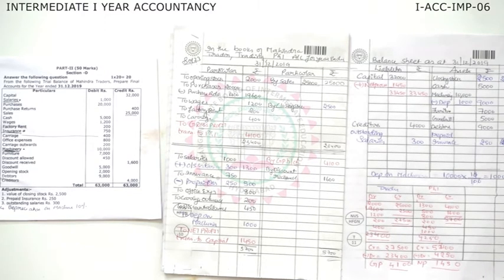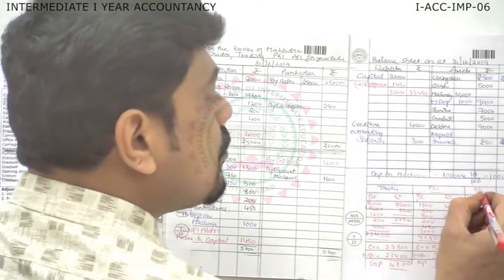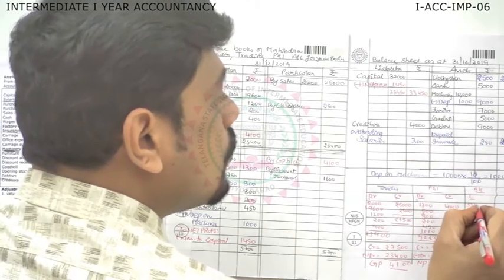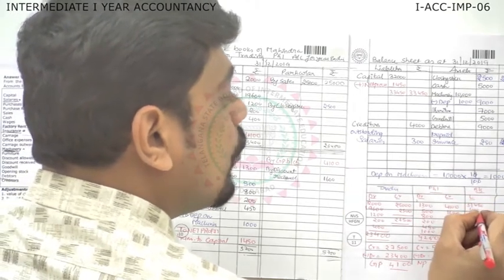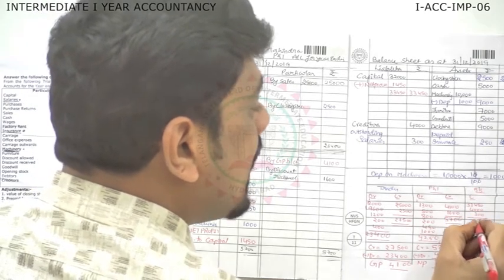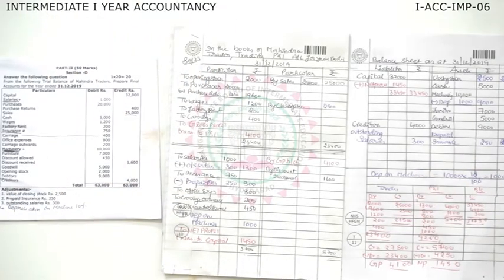Then the last part, balance sheet. You have to do the balance sheet and it will tally here. So you can see I'm doing the balance sheet total here. Liabilities: 33,450, then 4,000 and 300. 37,750 is my liability total.